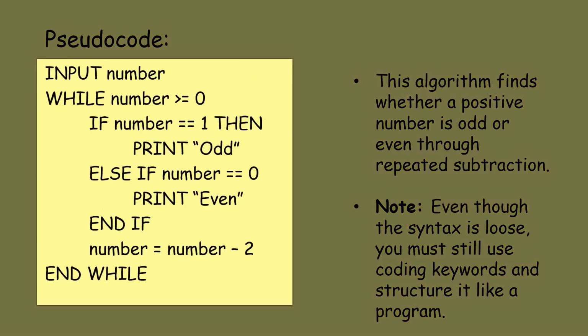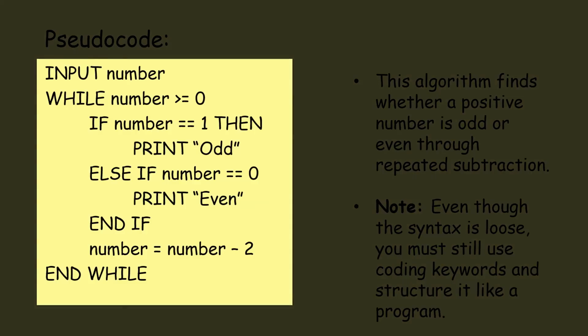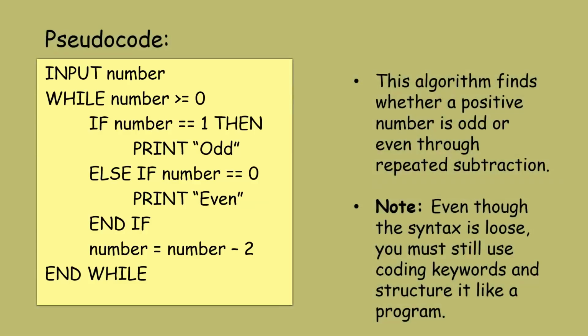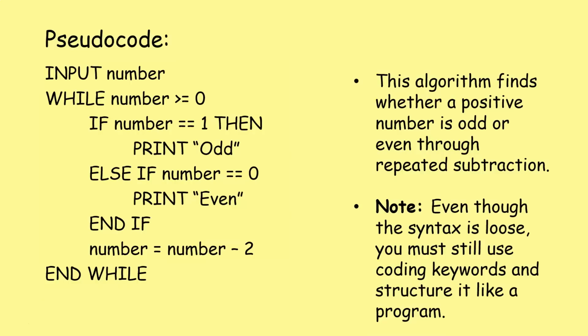So here we've got a very simple example of pseudocode. This algorithm finds whether a positive number is odd or even through repeated subtraction. Even though the syntax is quite loose with pseudocode, you still need to use the coding keywords and structure it like a program. So we've got the input, we've got the while, we've got the if, the elif, we've got all that sort of stuff.